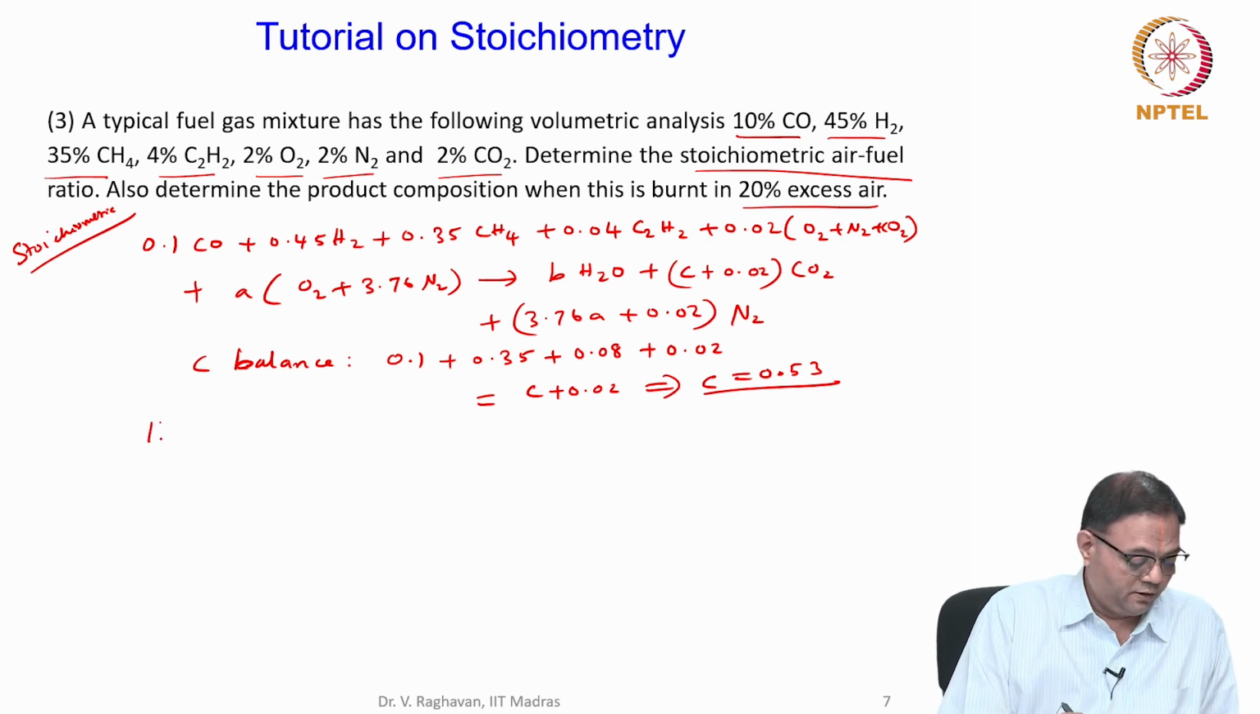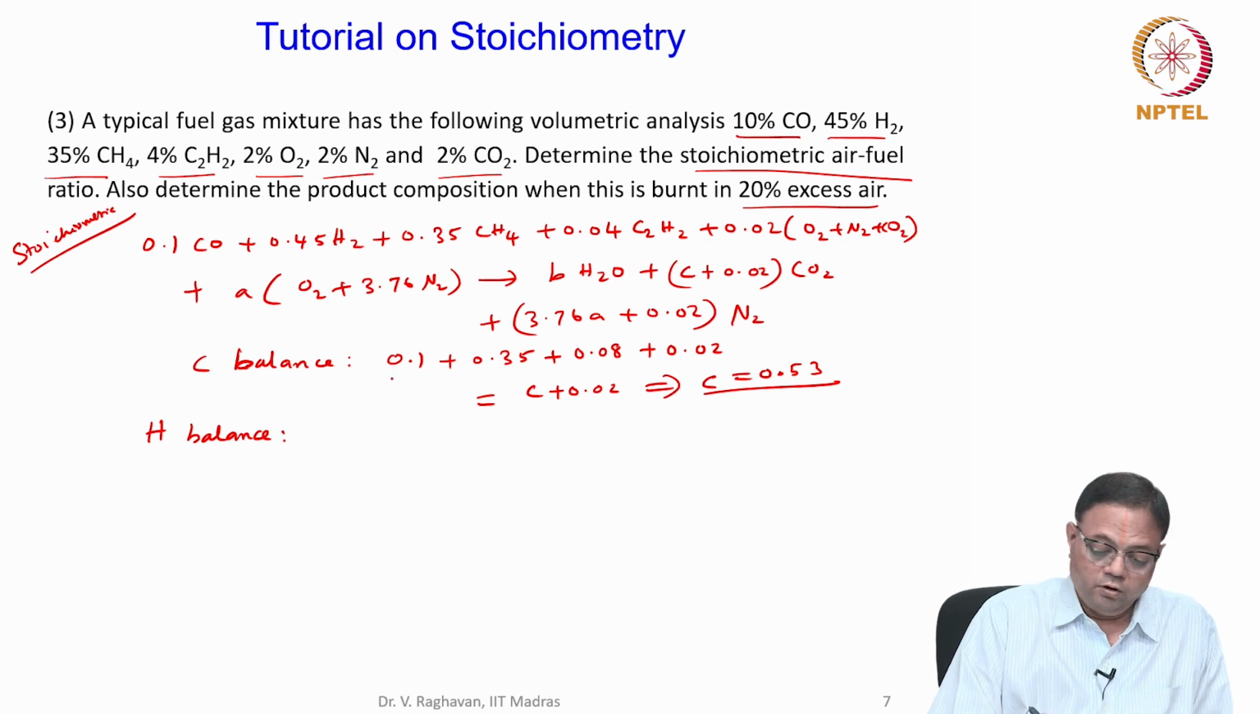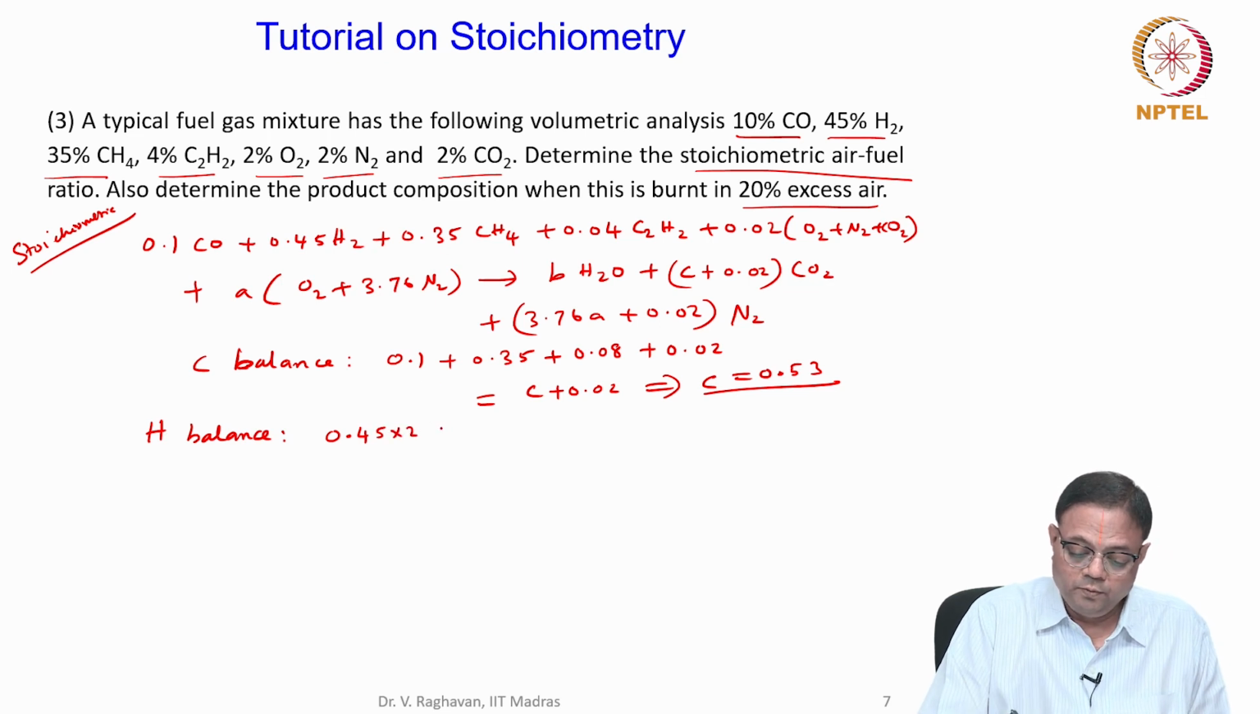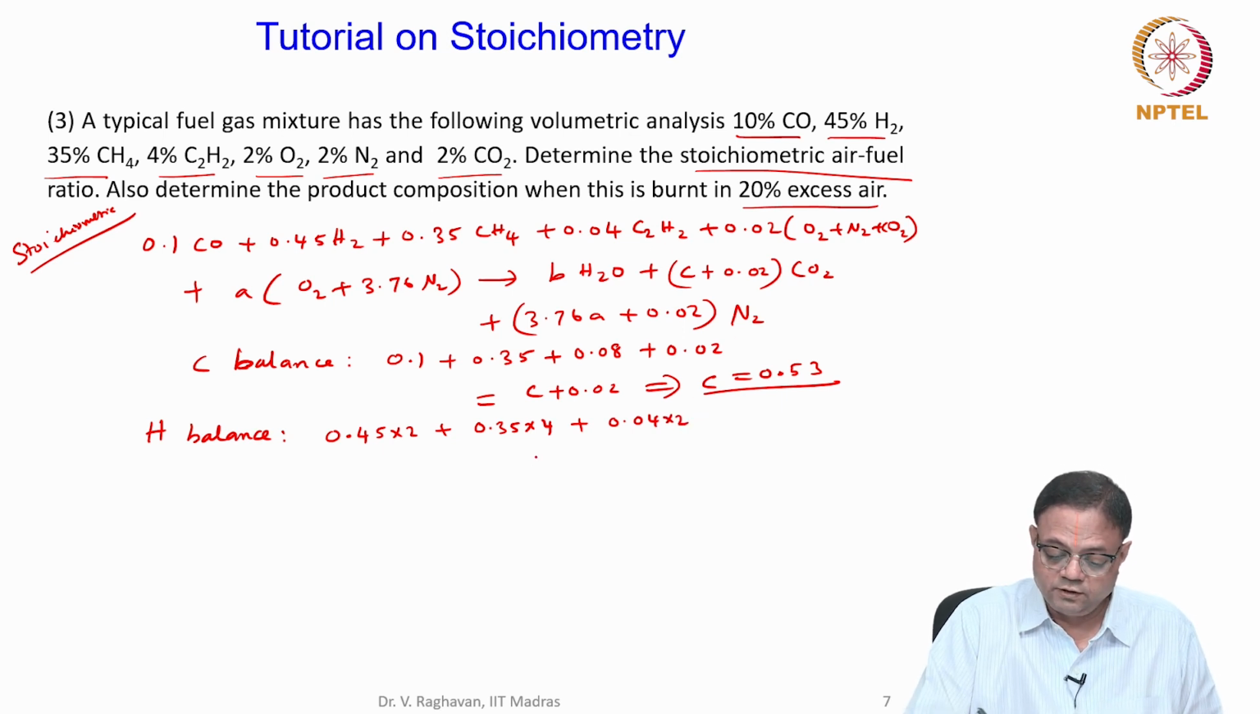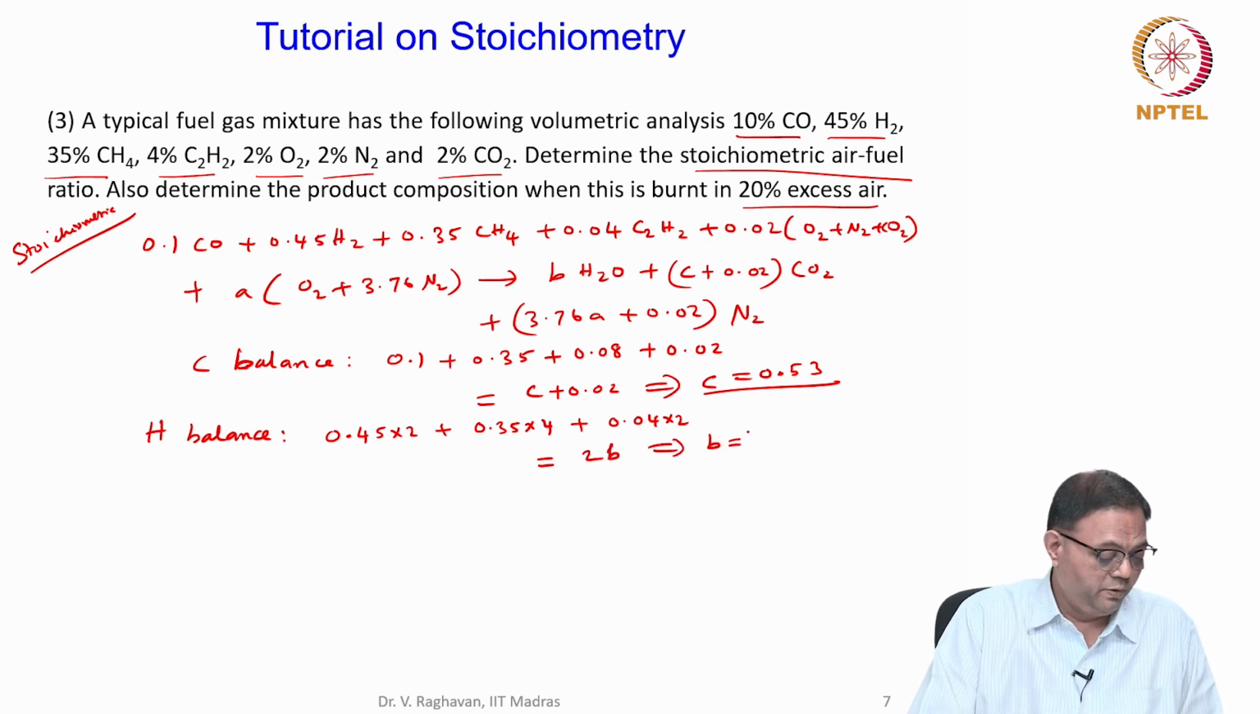Now do the H balance. Left hand side, hydrogen: 0.45 into 2, plus 0.35 into 4, plus 0.04 into 2, then that's it. The right hand side I have H2O only, so 2 times B, which implies B will be equal to 1.19.